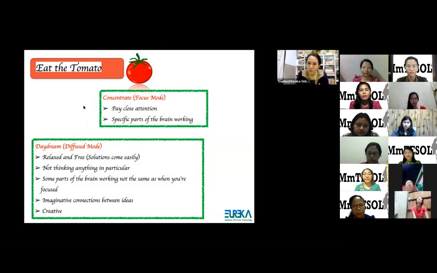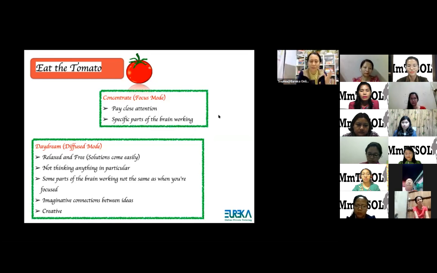Okay, what is focus mode? You pay attention, your specific parts of the brain are working, and diffuse mode is what? What are you talking about? Okay, do you remember that picture with D? And when you are relaxed and free, solutions come to you easily, right? When I am having a shower, when I'm having a bath, for me personally, millions of ideas come to me, and I actually have to write them down right after I finish having a bath. So that's the diffuse mode that we are talking about.